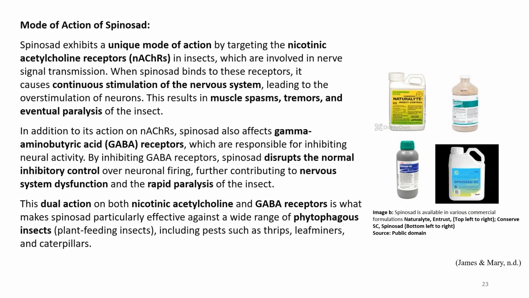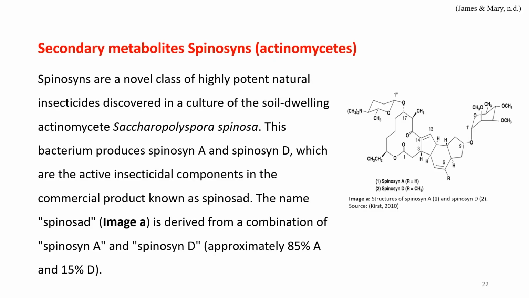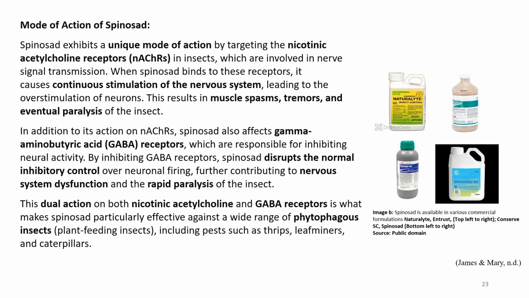So, how does spinosad, which contains 85% spinosyn A and 15% spinosyn D, kill the target insect? It exhibits a unique mode of action by targeting the nicotinic acetylcholine receptors in insects. These receptors are involved in nerve signal transmission. When spinosad binds to these receptors, it causes continuous stimulation of the nervous system, leading to overstimulation of neurons. This results in muscle spasms, tremors, and eventually paralysis of the insect.